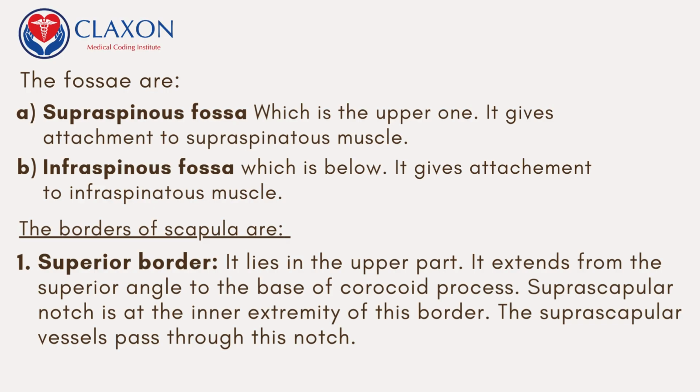The borders of scapula are: 1. Superior border, it lies in the upper part. It extends from the superior angle to the base of coracoid process. Suprascapular notch is at the inner extremity of this border. The suprascapular vessels pass through this notch.